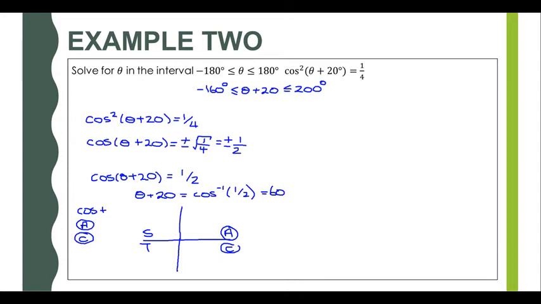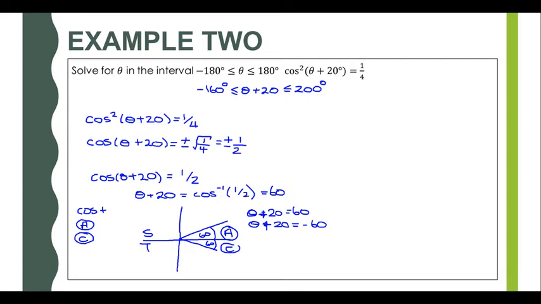So my angle is 60 degrees into the A section and 60 degrees into the C section. So 60 degrees downwards, which gives me 2 theta plus 20 is equal to 60 in my range, and theta plus 20 is equal to minus 60 in my range.